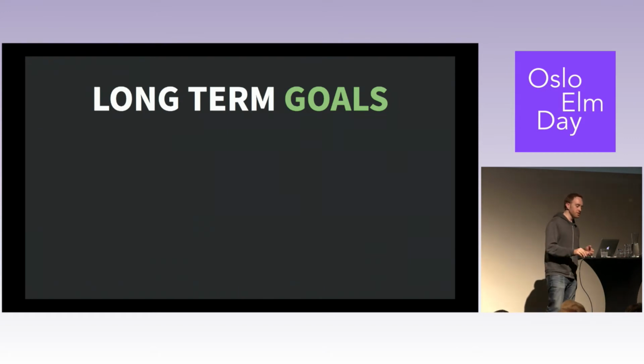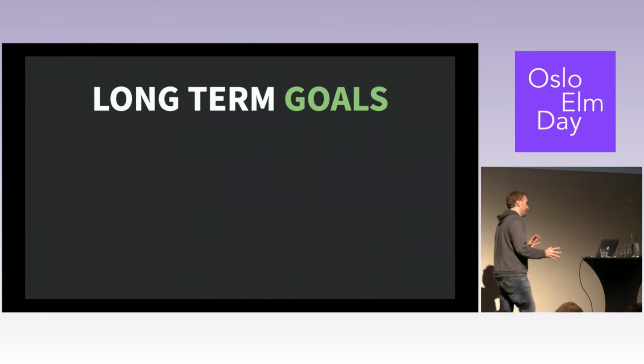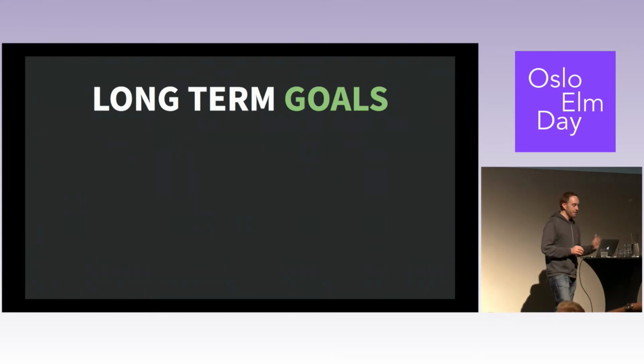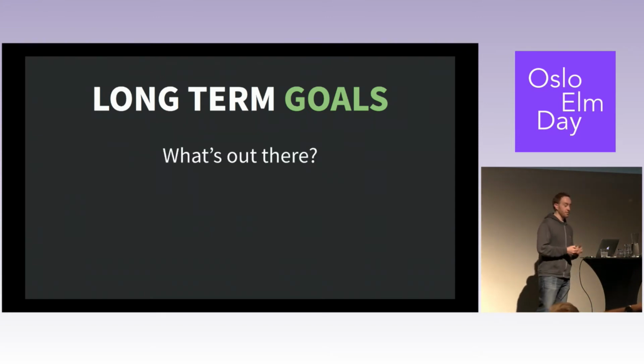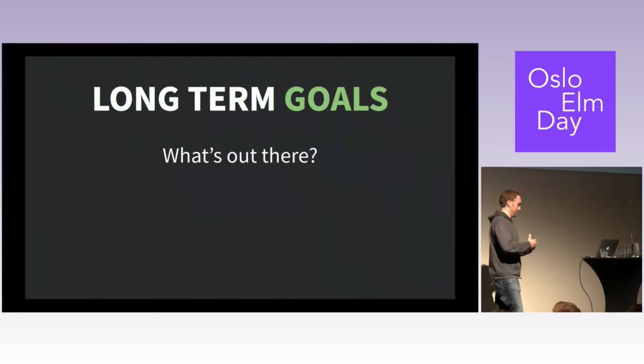Some of the long-term goals of elm-css, I'm not going to spend a ton of time on this because I wrote this up in a wiki article on the elm-css repo. But basically, some of the things I'm keeping in mind are, number one, what else is out there? Now that we've got this library, the state of the art of CSS in JS has advanced, right? People are doing different things.